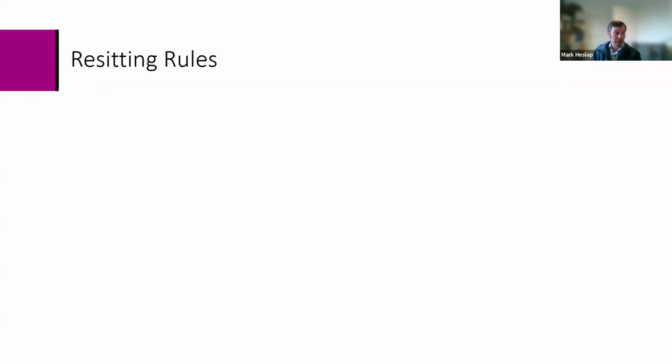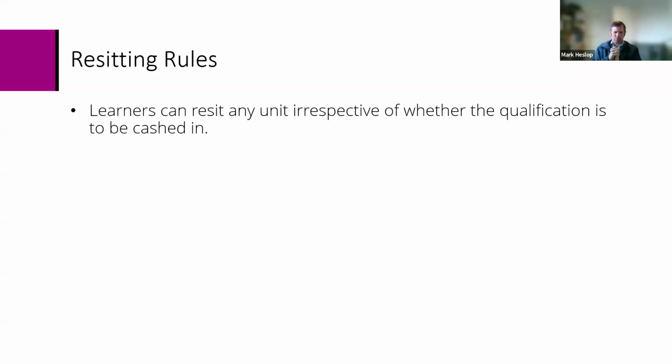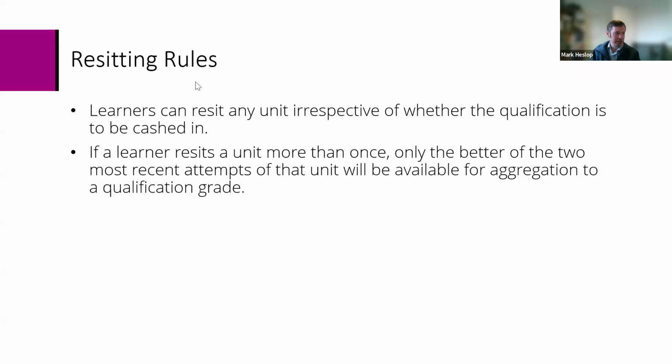Okay. Reset rules, just a reminder. So the intention of modular is not for students to be just put through resets and resets and resets. So just a reminder that learners can reset any unit irrespective of whether the qualification is to be cashed in. But if a learner resets a unit more than once, only the better of the two most recent attempts of that unit will be available for aggregation to a qualification grade. We don't want students to be taking a Unit 1 this summer and then prospectively resitting it in the autumn and then again next summer. That's not in the interest of the students. This is about helping them manage their revision, helping them manage their exam stress.